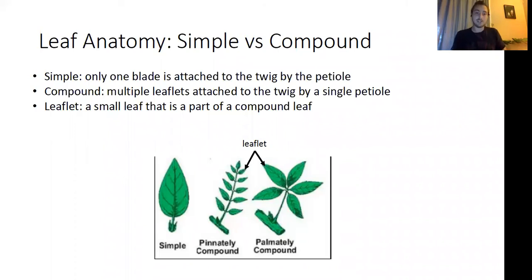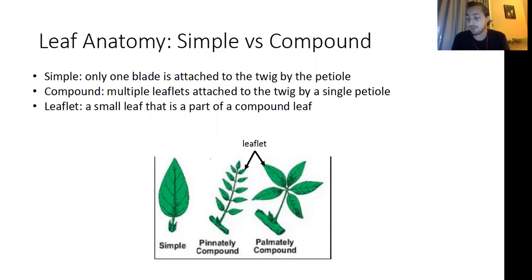And the first thing when discussing leaves is to decide whether it is a simple or a compound leaf. A simple leaf has only one blade attached to the twig by the petiole, and the petiole is the leaf stem that attaches the leaf to the stem of a tree. And we have compound leaves, which are a collection of multiple leaflets attached to the twig by a single petiole.